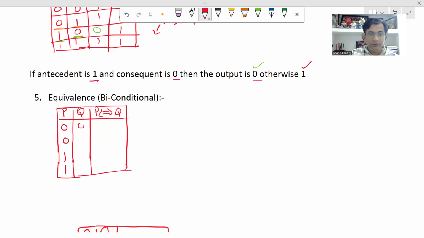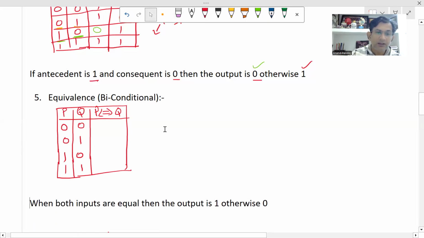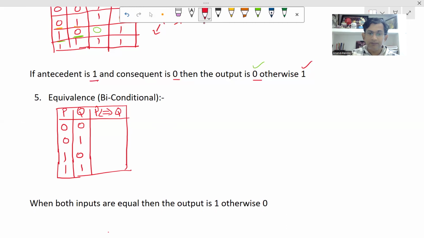Then 0, 1, 0, 1. Okay. Now, what is the rule for this equivalence? If both are equal, the output will be 1, otherwise 0. If both inputs are equal, then the output is 1, otherwise 0.